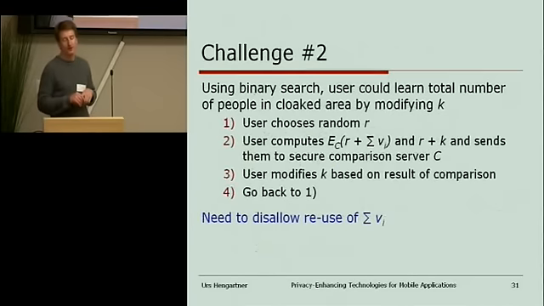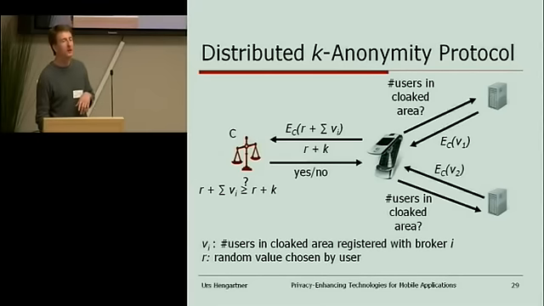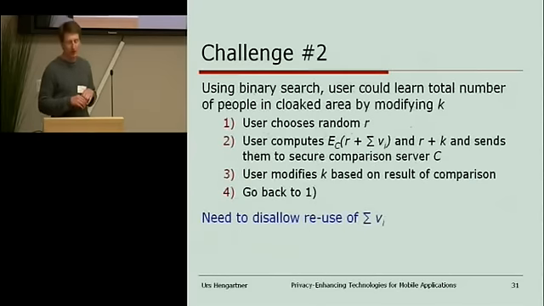Another problem is binary search. In the protocol, if you go back to it, the user sends this value to the secure comparison server and asks it, is it at least k? A malicious user could just modify the value of k, and using binary search, she could ultimately figure out how many users there are in the cloaked area. In order to avoid this, we have to make it impossible for a user to resend the same sum multiple times to the comparison server.